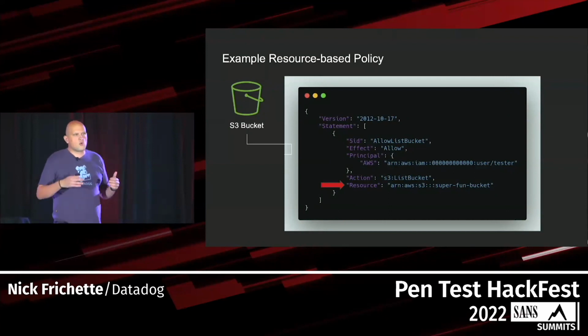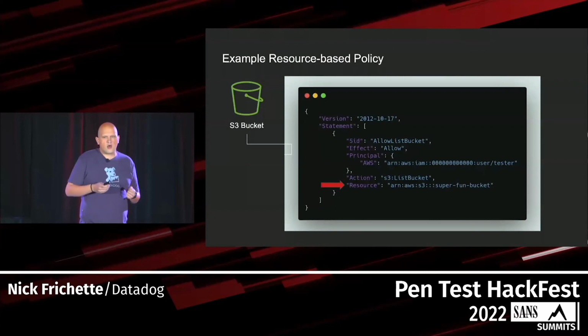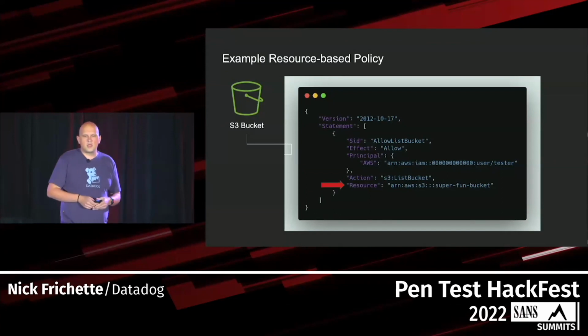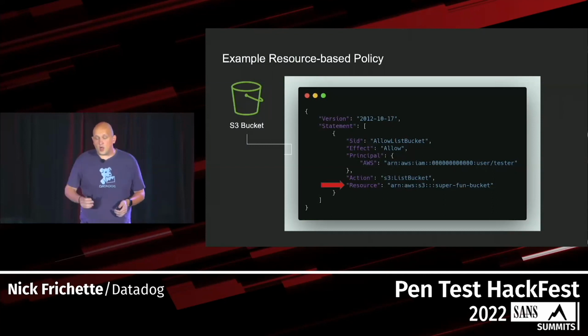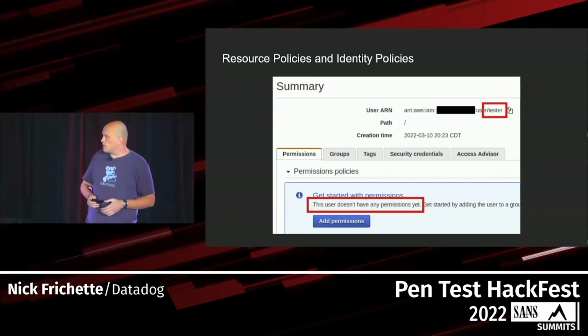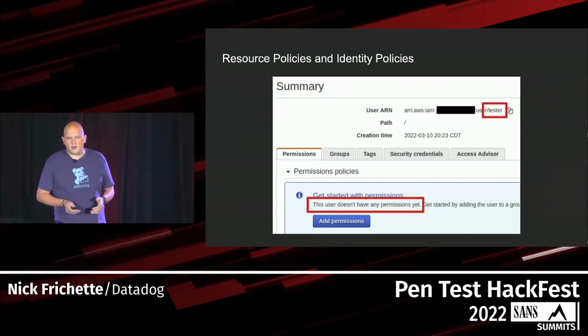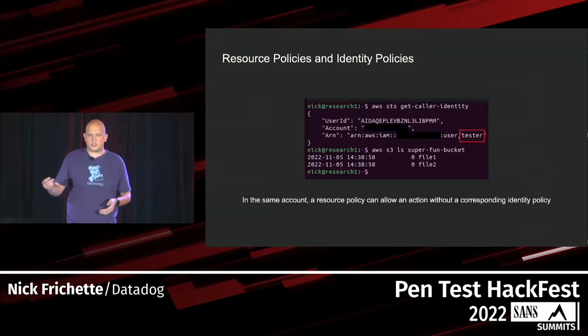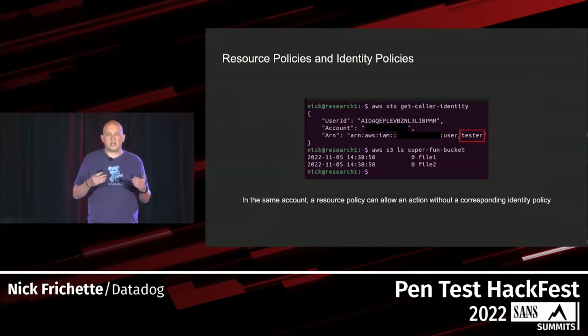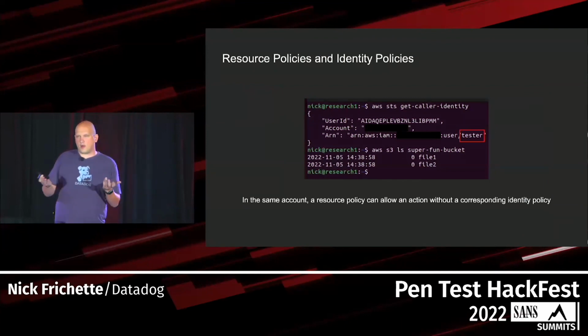Now, I mentioned that resource policies kind of get around the traditional identity authorization process in IAM. And the reason for this is within the same account, taking this policy as an example of the tester user, even though this user has no permissions at all, they are still able to perform an action on a resource. As seen by this screenshot, that tester user is still permitted to perform S3 list bucket, or ls, on the superfun bucket.